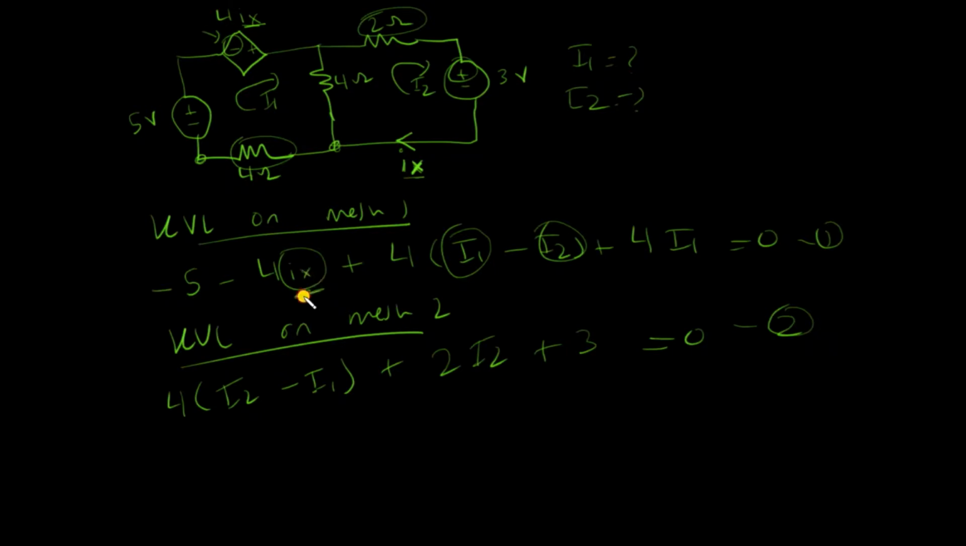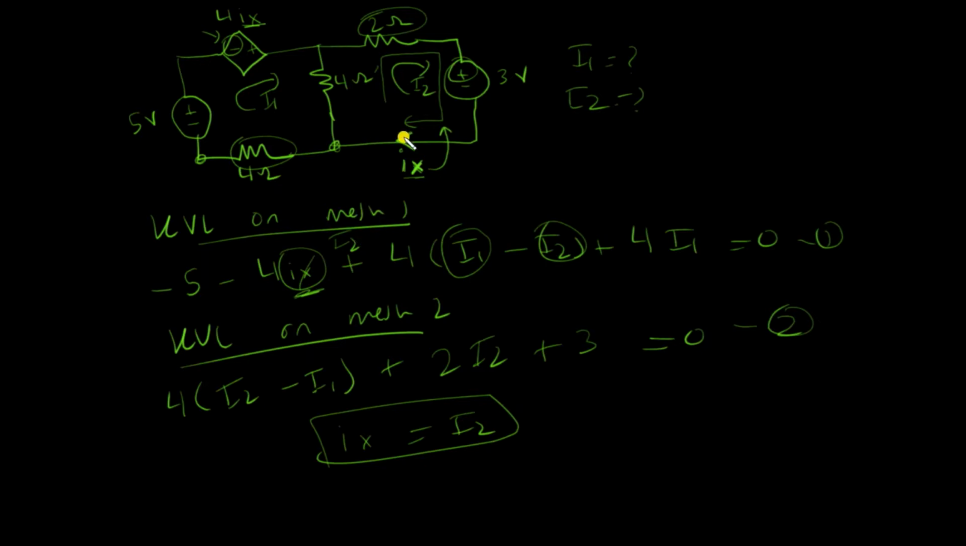So Ix is this current, and I can clearly see that I have assumed I2 to be clockwise, so I2 is going here and then coming here too. So clearly Ix is equal to I2, and I can just substitute it here for I2, and now I have two equations and two unknowns. So this is how you can easily solve problems with mesh analysis that include dependent voltage sources.